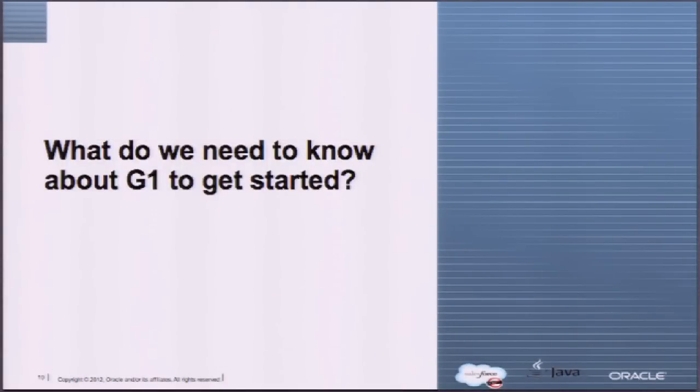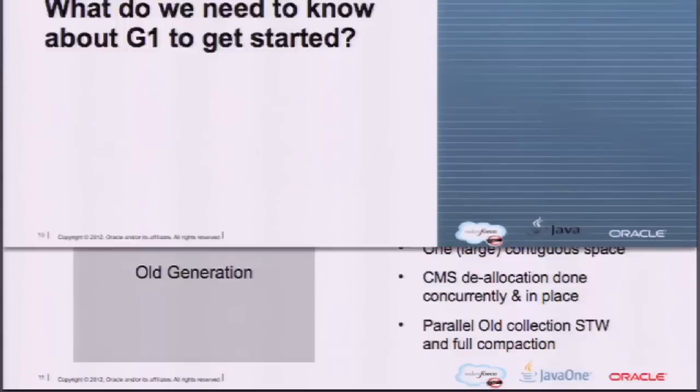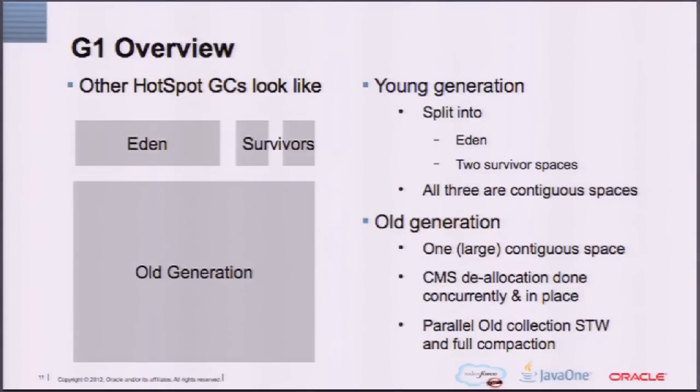Okay, so what do we need to know about G1 in order to start our evaluation? Over the next several slides I'm going to do a little comparison of how CMS works and how G1 works. I think most everybody has a sense of how CMS generally works, and we'll see how that contrasts with what G1 does. Everybody's probably familiar with this diagram on the left-hand side: the HotSpot GCs have this layout of an Eden and 2 survivor spaces and a larger old generation typically.